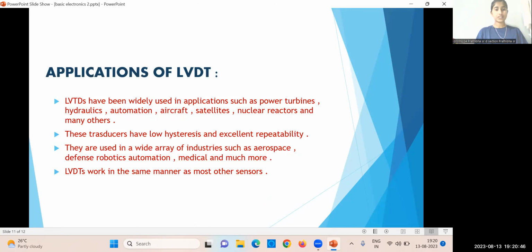Let us see the applications of LVDT. Linear variable differential transducers have been widely used in applications such as power turbines, hydraulics, automation, aircraft, satellites, nuclear reactors, and many other sectors. These transducers have low hysteresis and excellent repeatability. They are also used in a wide array of industries such as aerospace, defense, robotics, automation, medical industries, and much more. They work in the same manner as most other sensors.